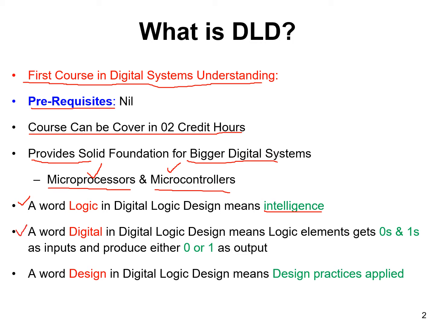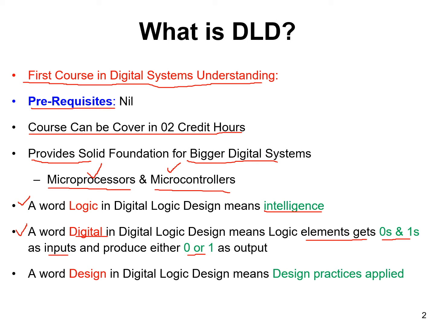The second word in digital logic design is digital. So why are we talking about this word digital? By digital, it means that the logic elements in the digital system will get zeros and ones as the input data, and they may produce 0 or 1 as the output data. So all the digital elements operate on zeros and ones, which is why it is called digital logic.